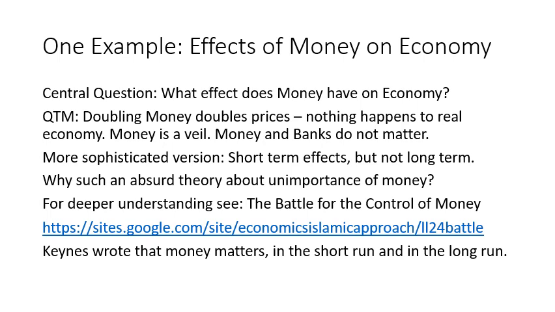A more sophisticated version of the QTM says that money has effects in the short run, but not in the long run. This is in fact a pretty absurd theory about money. Money has effects both in the short run and in the long run. As Keynes said, why is there such controversy about something which is so obvious? This is explained in my paper on the battle for the control of money, but this is not relevant for us when it comes to assessing the causal effects.